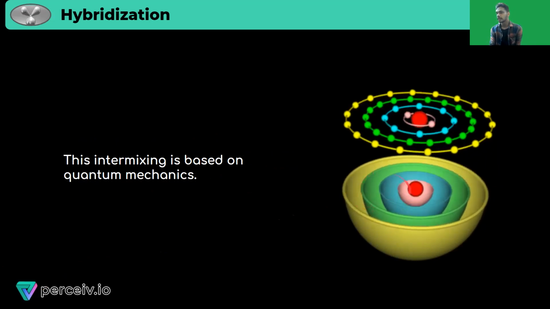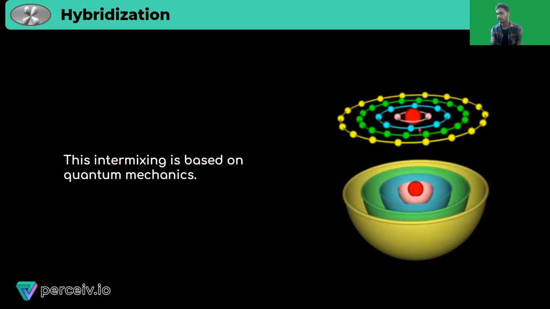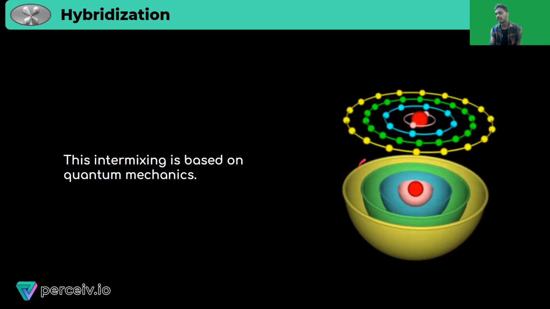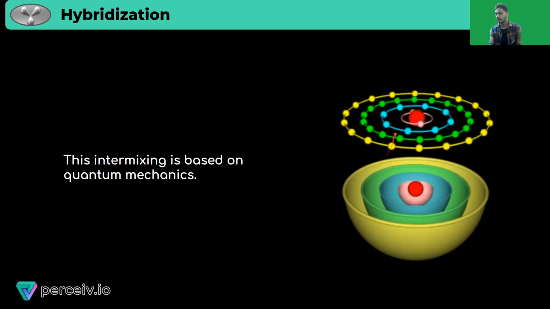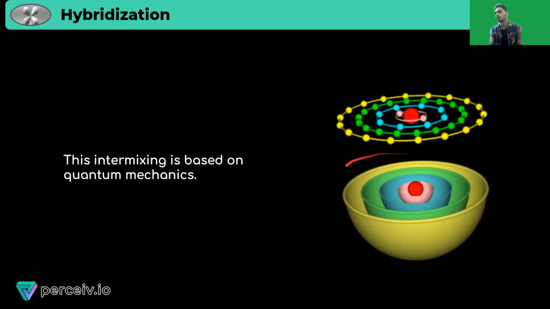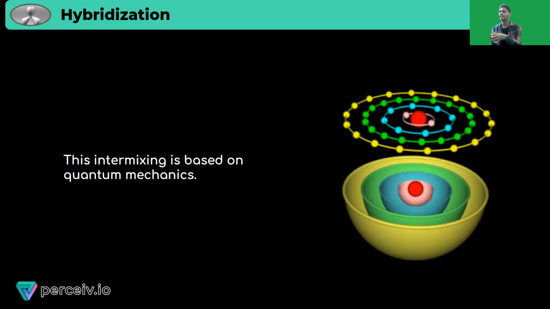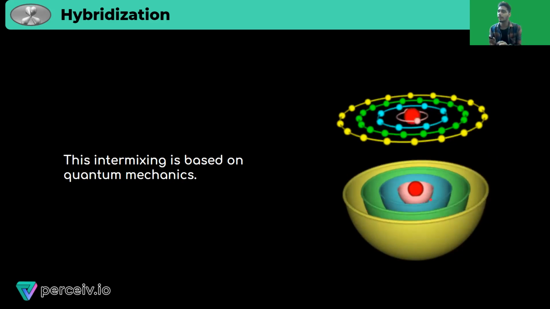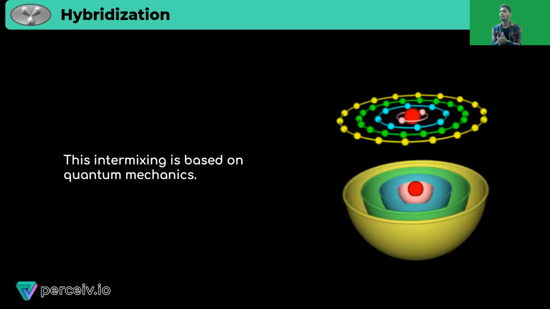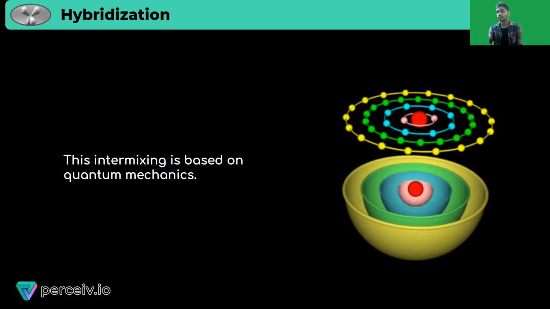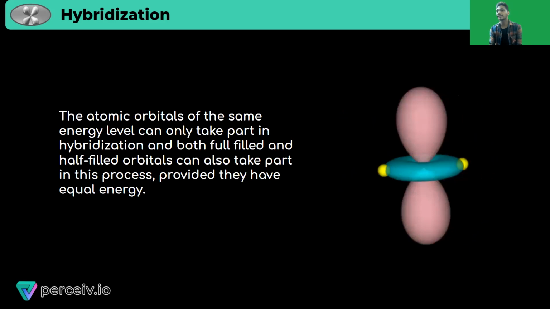You can see here these are the shells. Suppose this is the nucleus, the red one. The blue color shows the first shell, the green color shows the second shell, then the third shell, and this is the fourth shell. Based on quantum mechanics, the matter and light phenomena happen. So hybridization is a concept based on quantum mechanics. Now, the atomic orbitals of the same energy level can only take part in hybridization, as we just saw in the definition, and both fully filled and half-filled orbitals can also take part in this process.